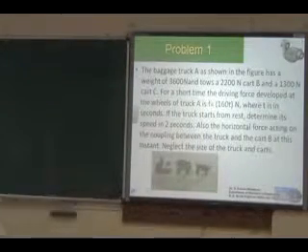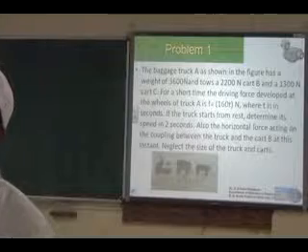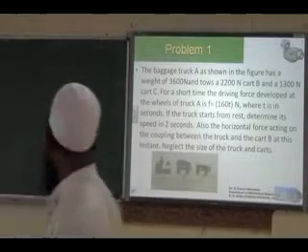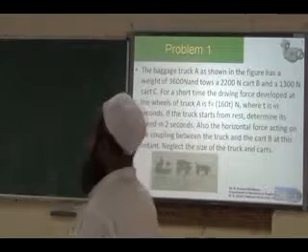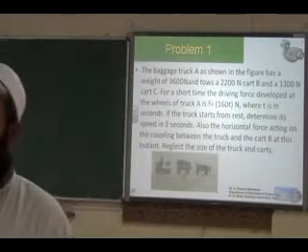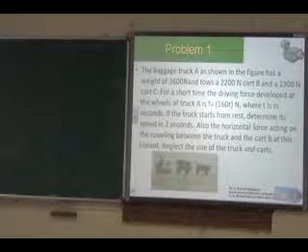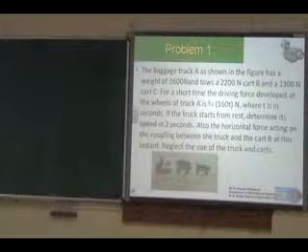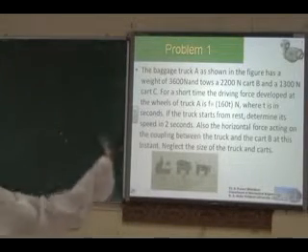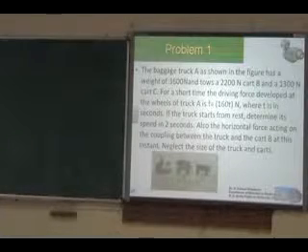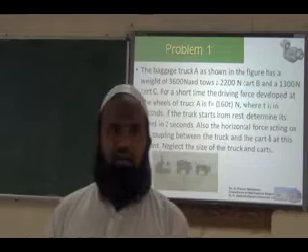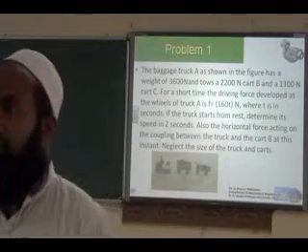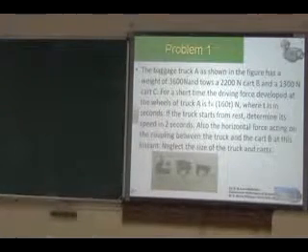The force is given in terms of time, 160 T. The driving force developed at the wheels of the truck is given as 160 T. The load on each vehicle is given: the main truck 3600 Newton, and the other cars, A and B, their forces are given.